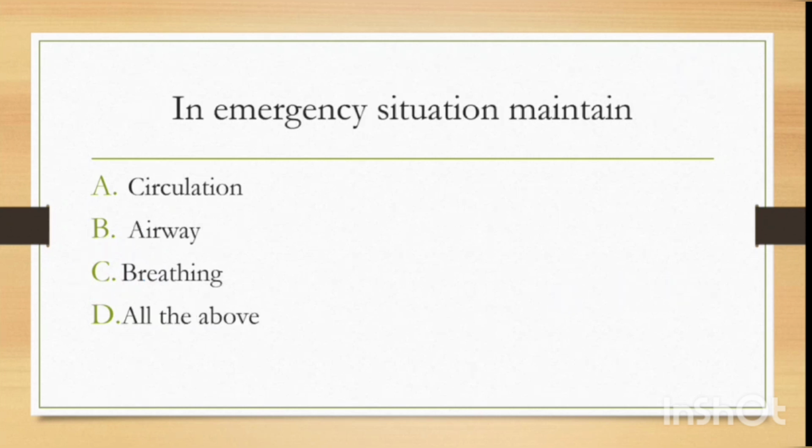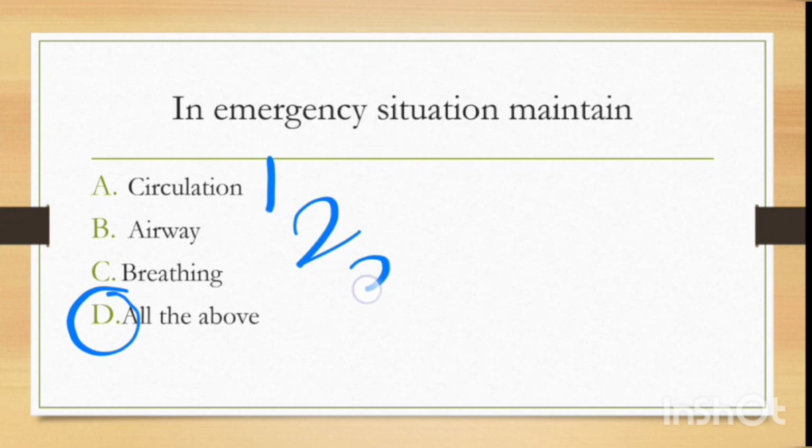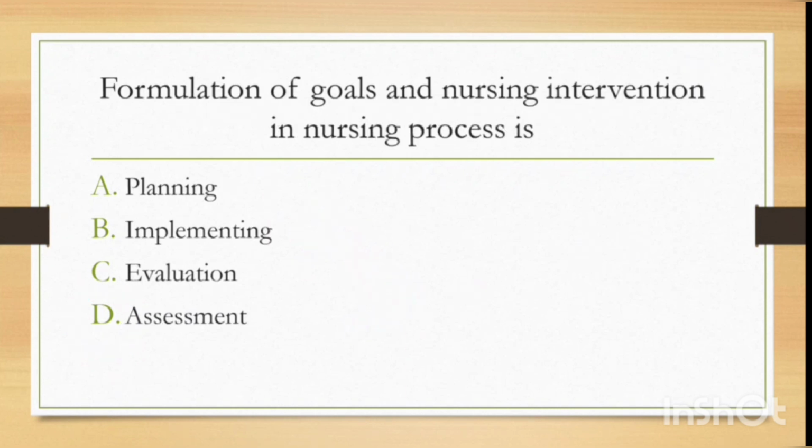In emergency situation, circulation, airway and breathing, all above. We have to maintain all above. In the pattern of circulation, then airway and then breathing. Formulation of goal and nursing intervention is the process of planning.